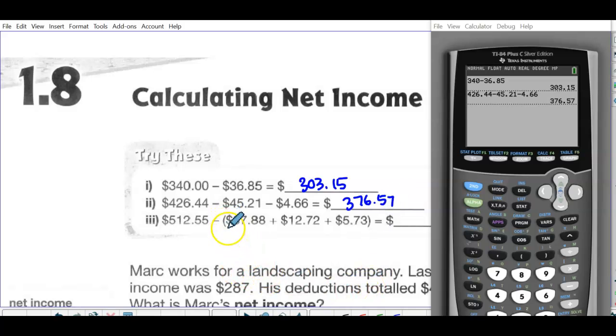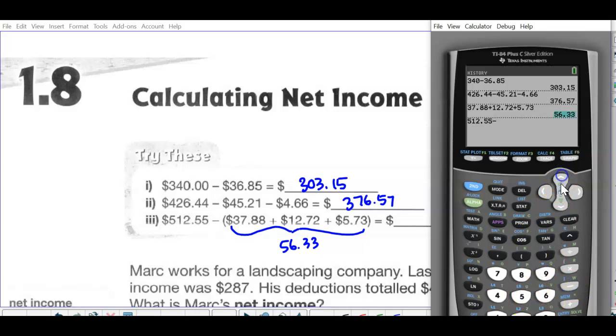$376.57. Notice here these are in brackets, so this would be like saying these are your three deductions. Add those together first, so 37.88. So think of order of operations. You have to do the brackets first. Okay, and that's $56.33. And so you want to take your gross pay and subtract that.